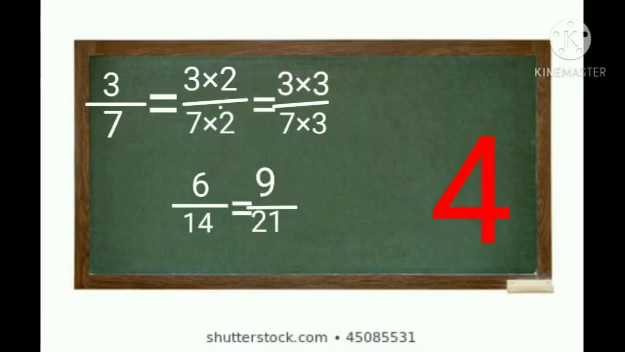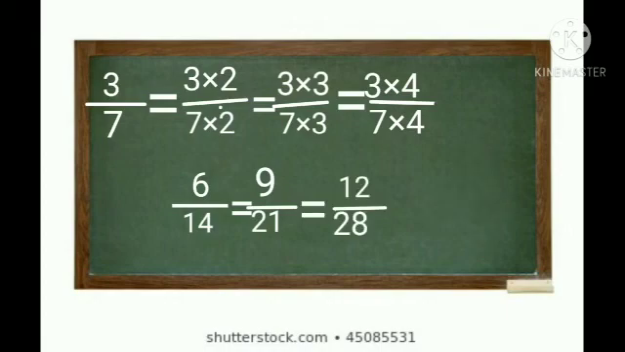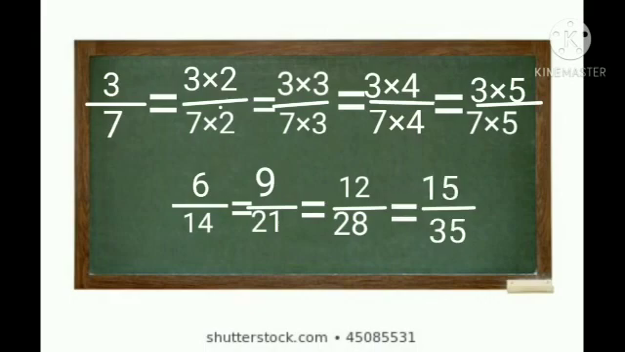And the next number 4. 3 into 4 by 7 into 4. That is 12 by 28. And the next number 5. 3 into 5 by 7 into 5. That is 15 by 35. These are the equivalent fractions for 3 by 7.